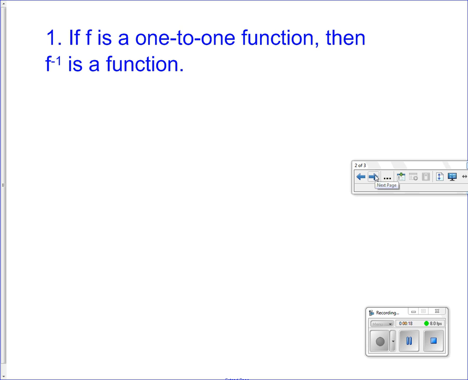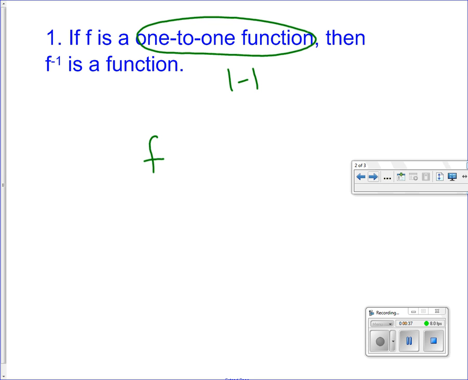If f is what is called a one-to-one function, then f inverse is also a function. So this is a new vocabulary word, a one-to-one function, and you'll see it abbreviated 1-1, which means a one-to-one function. So let's think about an arbitrary function.